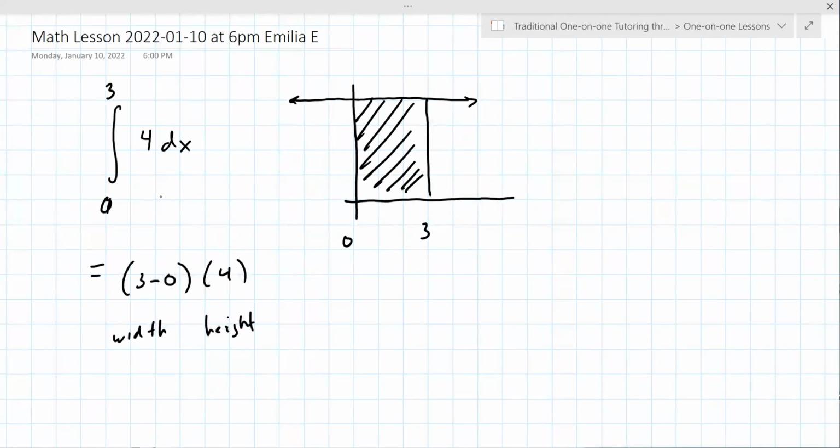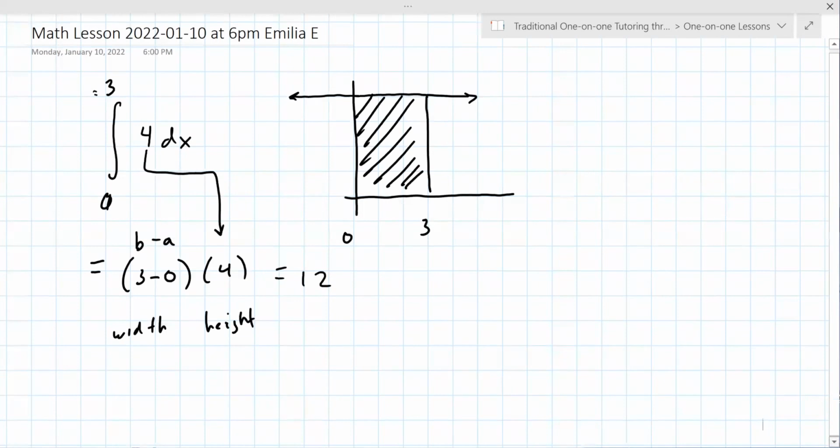But he's trying to show you where the numbers come from. So it's b minus a, 3 and 0 here, to get 12. Okay. Right. Is that all right?